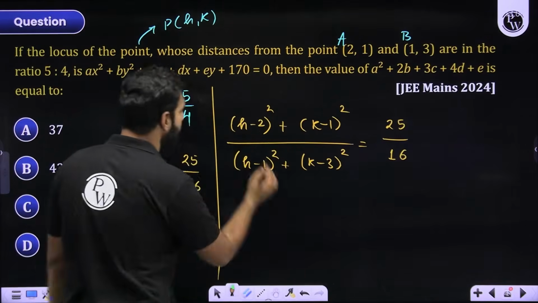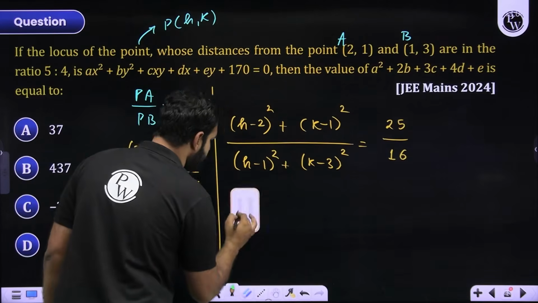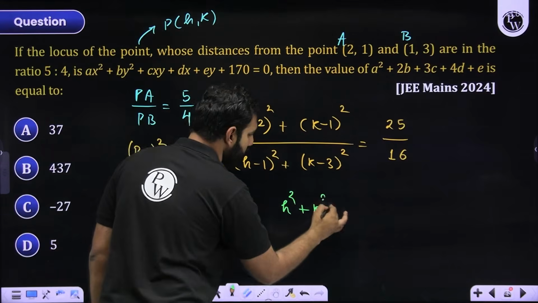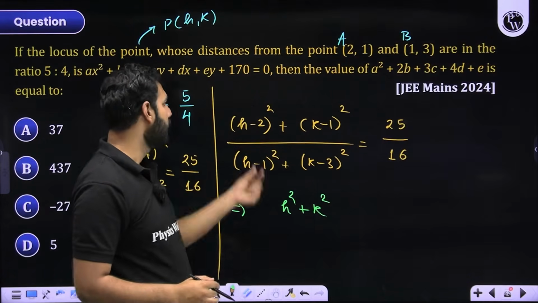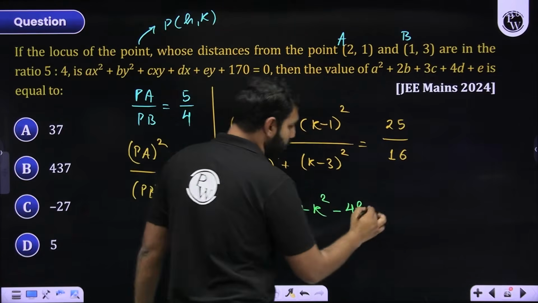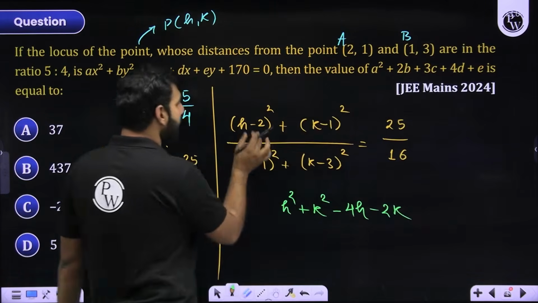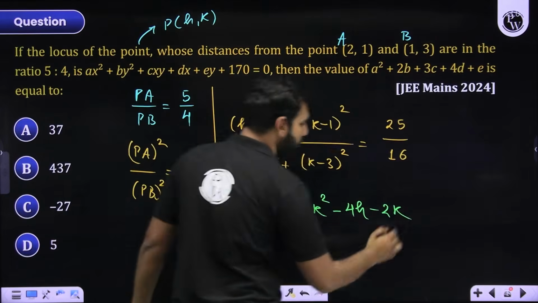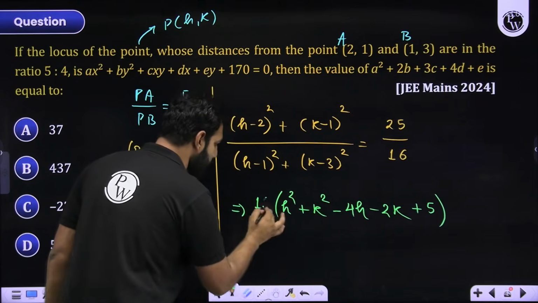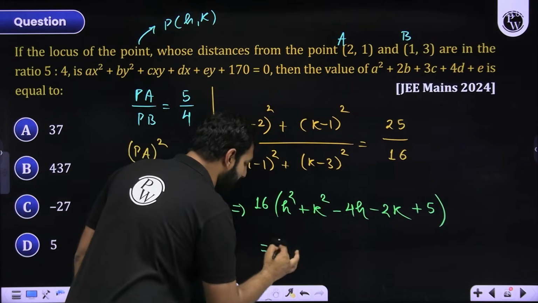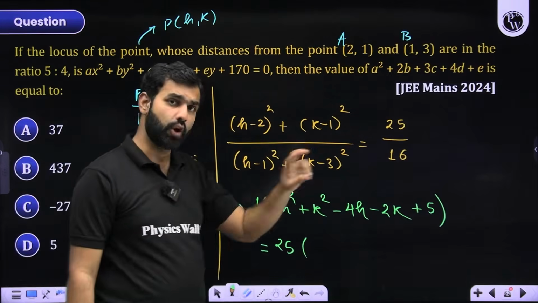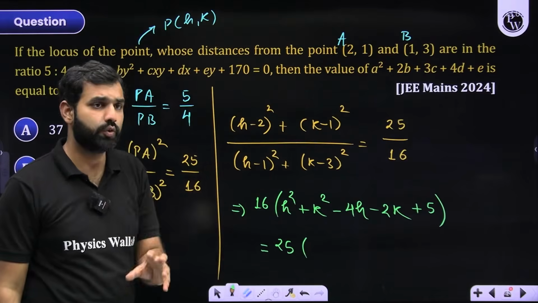When I simplify this particular result, in this numerator I'll get h square plus k square from here. I hope you are understanding it very clearly. Now, I'll get minus 4h from here, so I'll write minus 4h here. I'll get minus 2k from here. I'm writing minus 2k here. I'll get 4 from here and 1 from here, so 4 plus 1 will make it 5. And that should be multiplied by this 16. I'm doing this cross multiplication, that is equal to 25 into the expansion of this part. I'm doing the cross multiplication along with the expansion in one step only, and that's what you should also do.